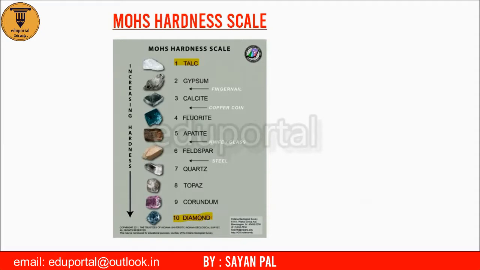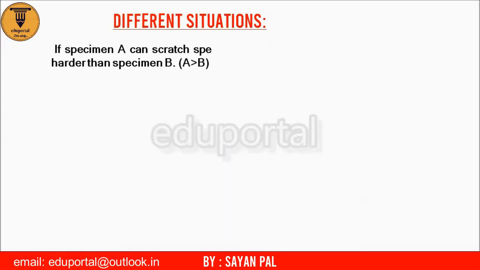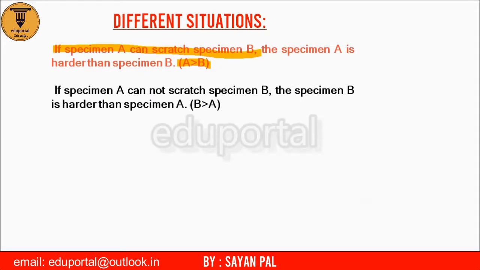Okay, so in between we have gypsum, calcite, fluorite, apatite, feldspar, quartz, topaz, corundum, etc. Now, different situations. If specimen A can scratch specimen B, then specimen A has higher hardness than specimen B. If specimen A cannot scratch specimen B, then specimen B has higher hardness than specimen A.